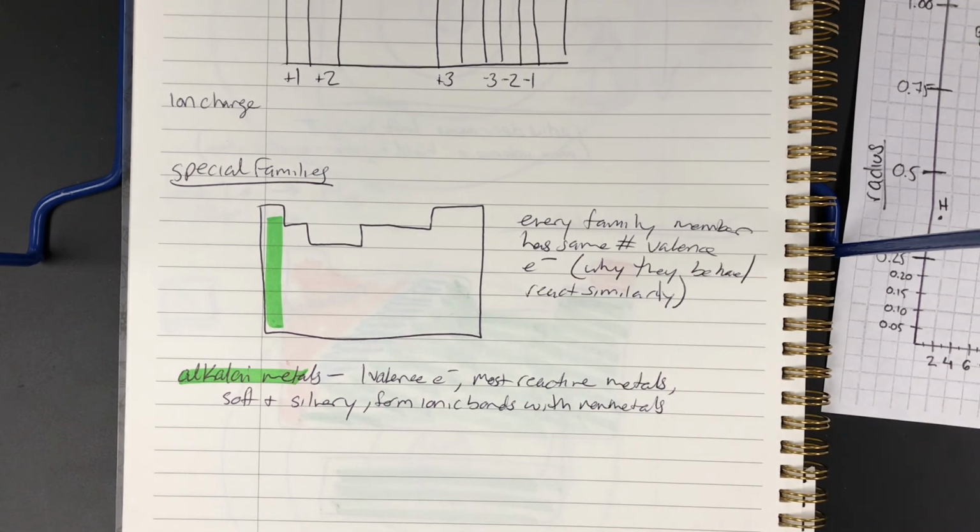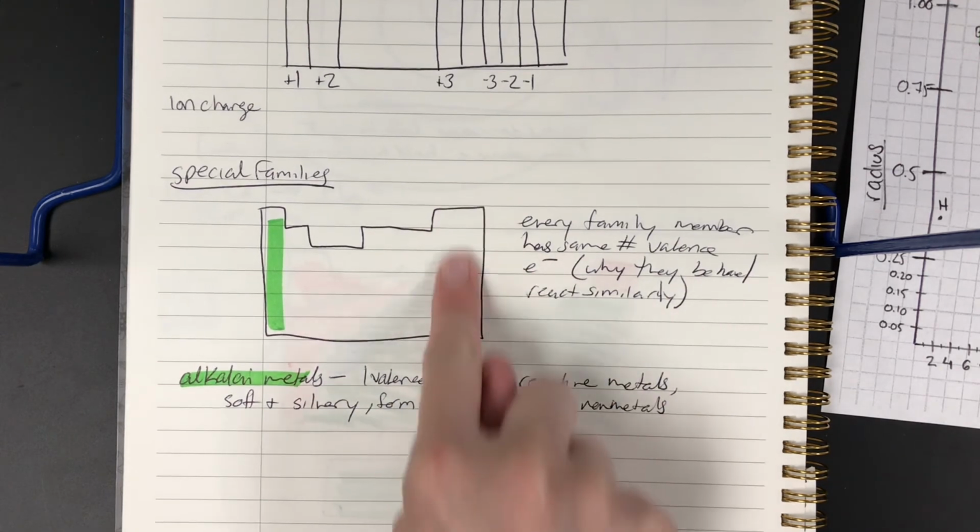And they form ionic bonds with nonmetals. So ionic bonds, that's what, again, we're going to talk about in bonding the next couple of weeks. That means that they form ions and then form a bond with other ions. So they form ionic bonds with nonmetals, the ones that are all the way over here.